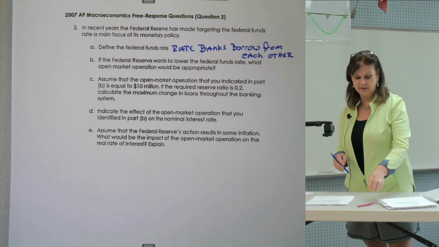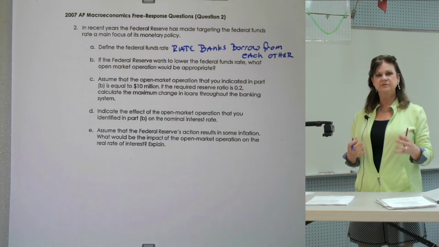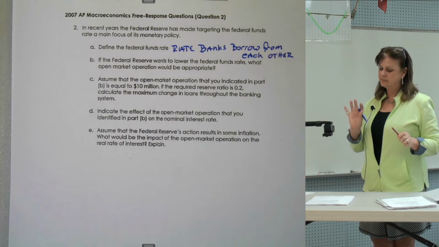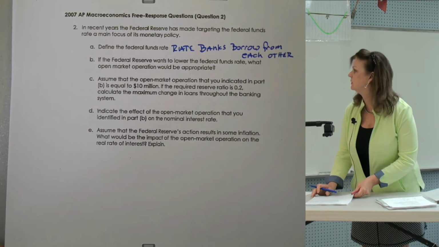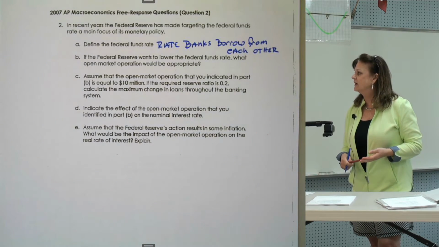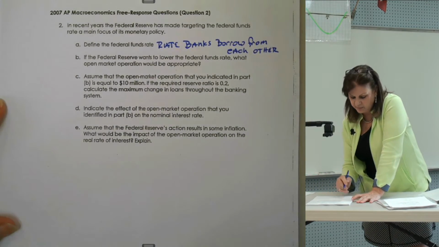That's your discount rate. So they're kind of setting you up for failure here because they introduce the question with the Federal Reserve, and they go right into the Fed funds rate, and you're thinking Fed, Fed, Fed, Fed, Fed. Be careful. They're kind of tricky about that. All right, if the Fed wants to lower the Fed funds rate, what open market operation would be appropriate?